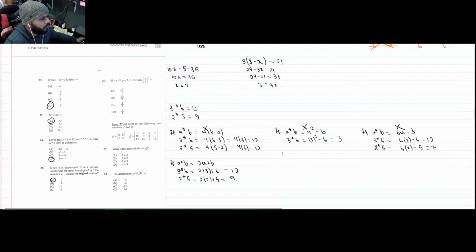X is minus 2, y is 3, and t is 2. Okay. X over y to the power t. X is minus 2. Y is 3 and t is 2. Anything squared is positive, and this follows laws of indices. Square the top, square the bottom, I get 4 over 9.